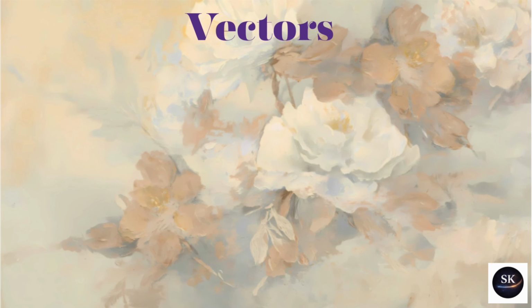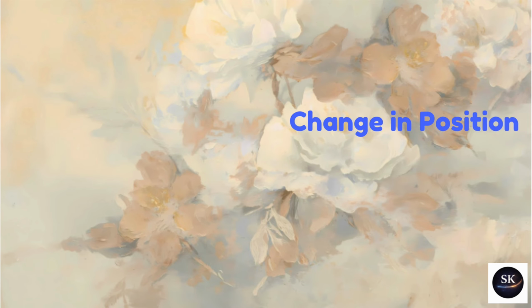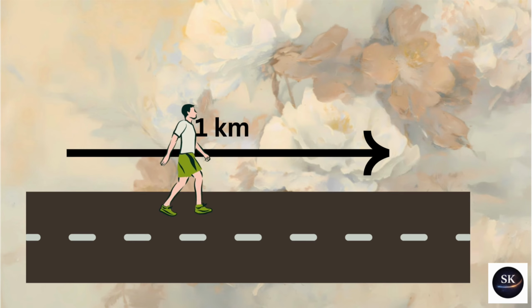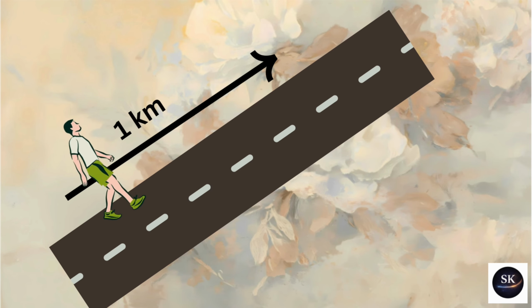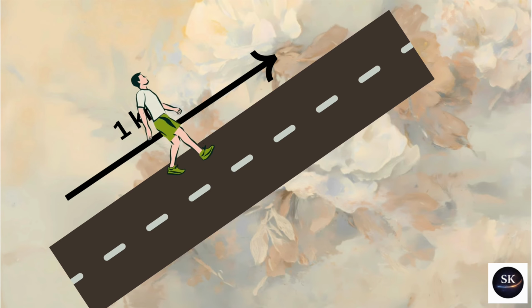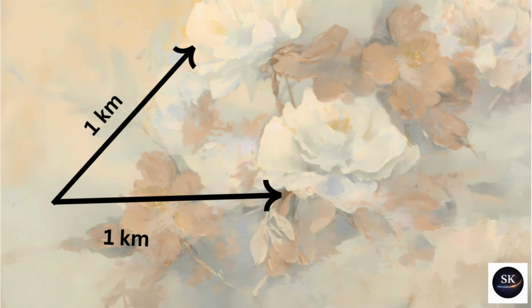For vectors, the simplest example is displacement. Displacement is a change in position of an object. Displacement is a vector quantity because we must state not only how far the object moves, but also in what direction. Walking a kilometer on a plain road towards east, and from the same place walking a kilometer on an inclined road towards northeast doesn't get you to the same place. These two displacements have the same magnitude but different directions.